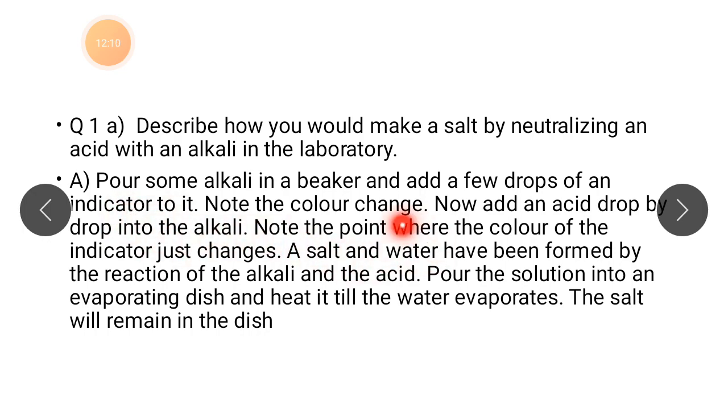As you add the indicator to the alkali, the color will change. Now you will note the color, and after that you will add acid drop by drop into this beaker with the alkali. Note the point where the color of the indicator just changes. Now a salt and water have been formed by the reaction of the alkali and the acid. You will pour the solution into an evaporating dish and heat it till the water evaporates. The salt will remain in the china dish. Okay class, in your book they didn't mention the indicator, but I have added this chemical substance in this question because I want you to know about it.